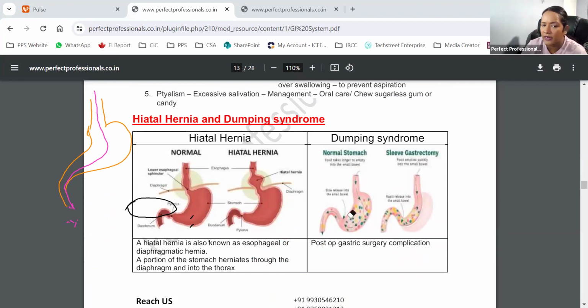That's why this hiatal hernia is occurring. But this dumping syndrome is a complication of post-operative surgery.